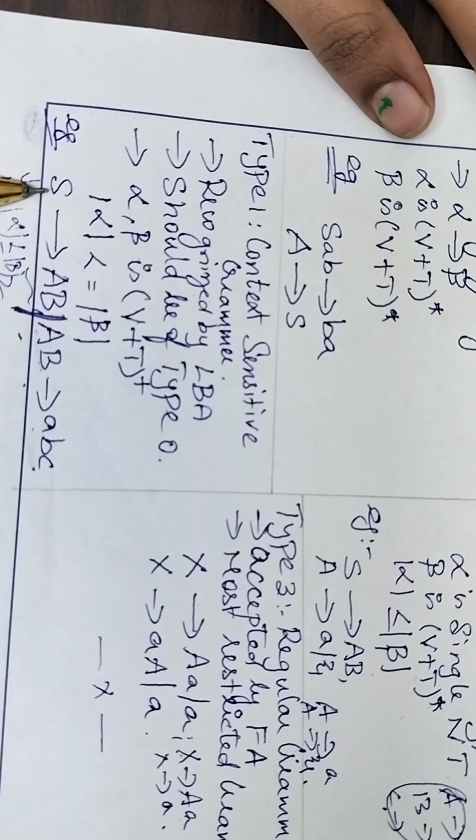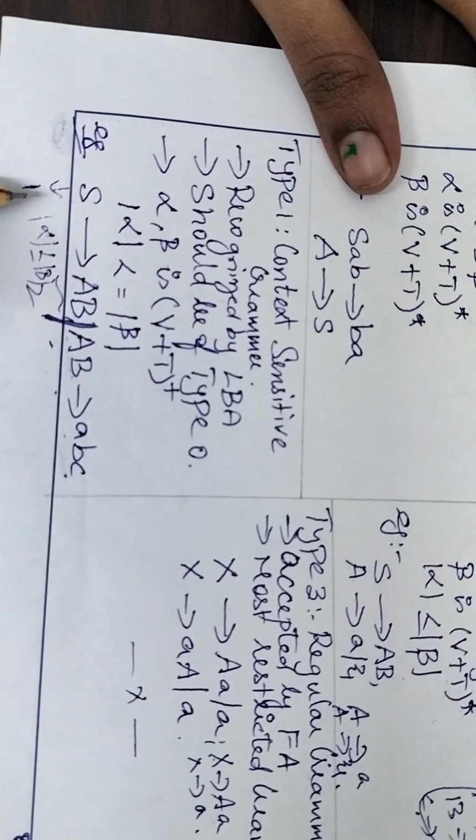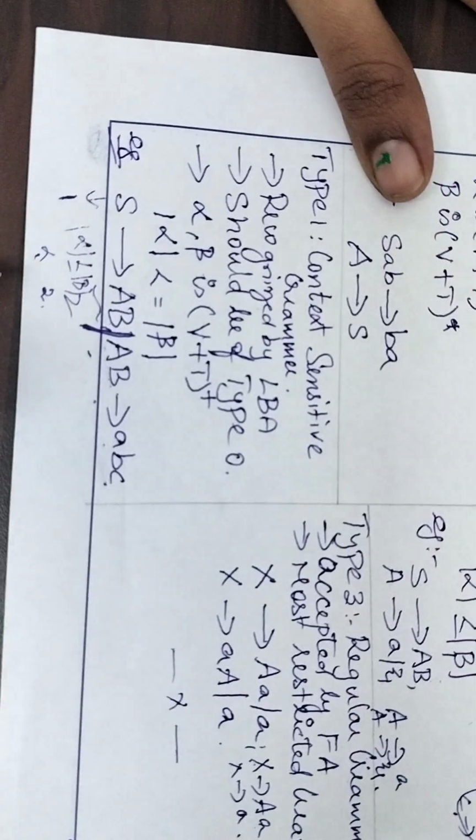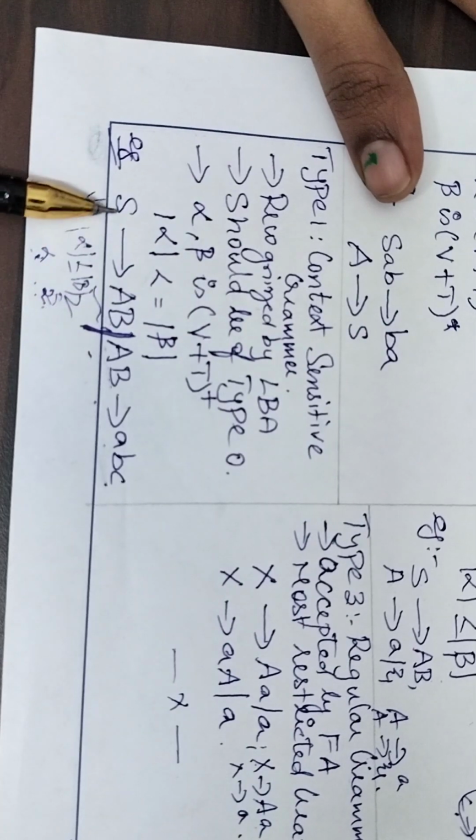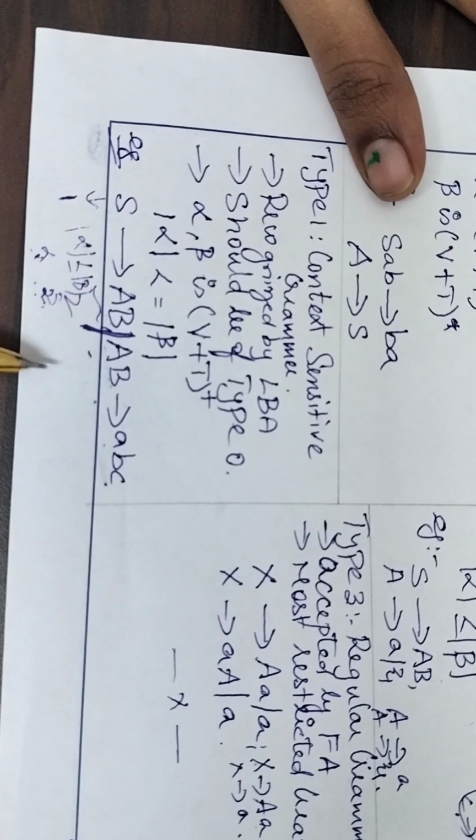For example, you have S tends to AB and also another production rule, AB tends to ABC. Here you have one non-terminal on the left and two non-terminals on the right. So the alpha is 1 and the beta is 2, so alpha is less than beta. Also you have one or more terminals or non-terminals. In the second rule you have two non-terminals, so 2 is less than beta, which is 3.